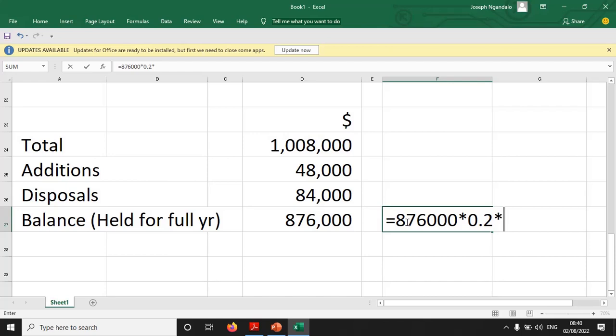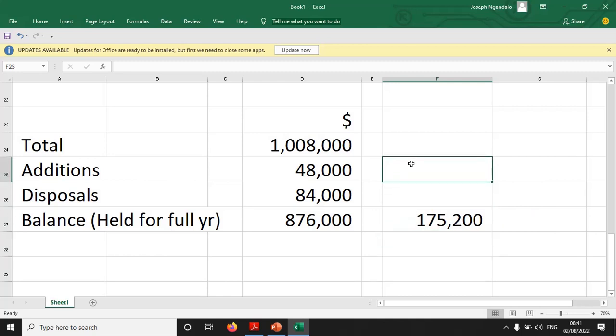Now, to just make you prepared, this 876 rather was held for the full year. So full year means 12 divided by what? By 12, which I'm not supposed to put there. 12 divided by 12 is what? So I'm just going to put it for the sake of it. Then we talked about the additions, isn't it? For the additions, what did we say? 48,000 by 20% by 6 over 12. Yes?